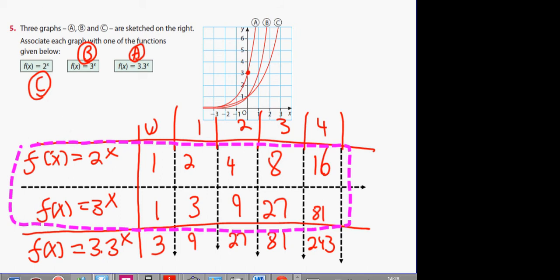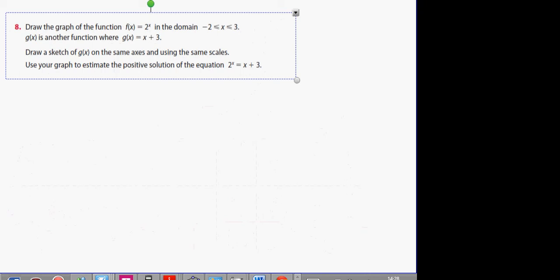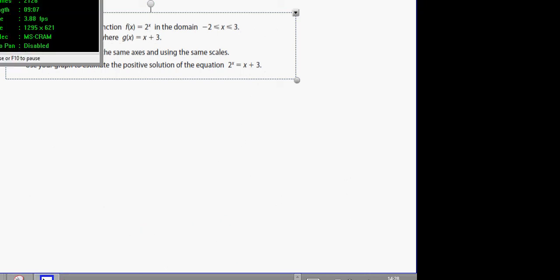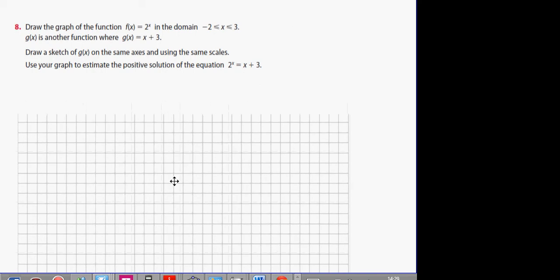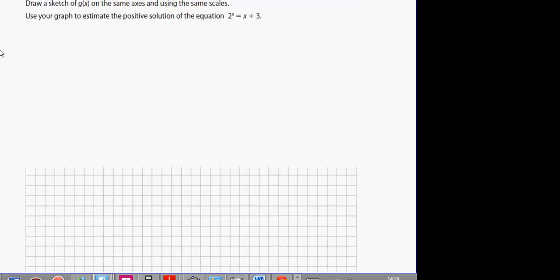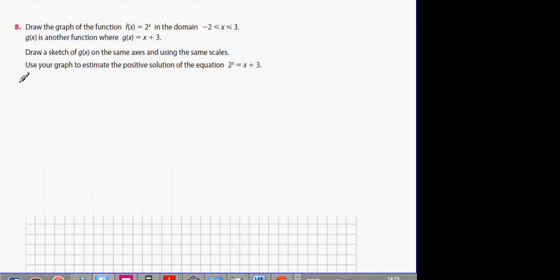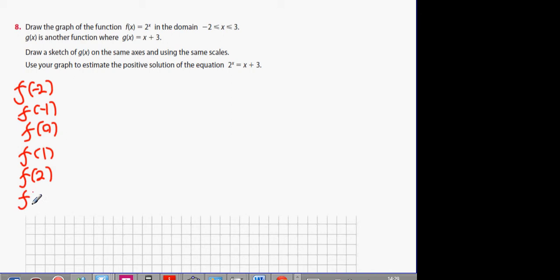Now I'm going to draw my own graph. Okay. Just give me a second. Draw the graph f of x equals 2 to the power of x in this domain. So here's what you have to do. Now we're going to do all the workings for this one because I want you to remember how to do workings. So f of minus 2, what's the next one? f of minus 1, f of 0, f of 1, f of 2, f of 3.